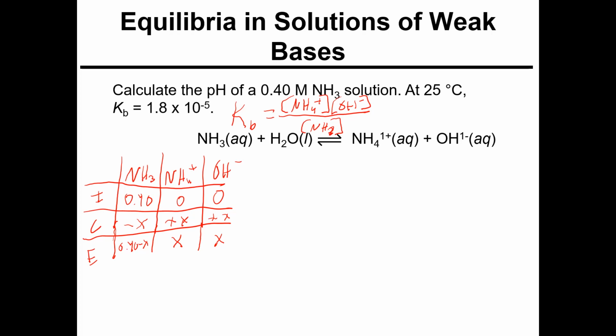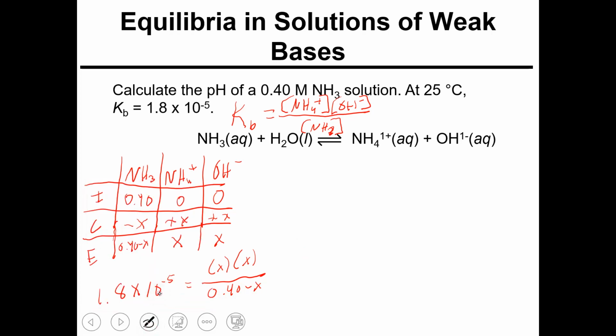So we can go ahead and substitute into our Kb expression. So we have 1.8 times 10 to the negative fifth, the concentration of our ammonium ion and the concentration of our hydroxide ion is X, and our ammonia is 0.40 minus X. Now to make our lives easier, we're going to assume that the concentration that decreases here is so small that we can assume this is 0. Again, this only works in certain circumstances, but for the sake of our calculation here, we're going to assume that this is negligible.